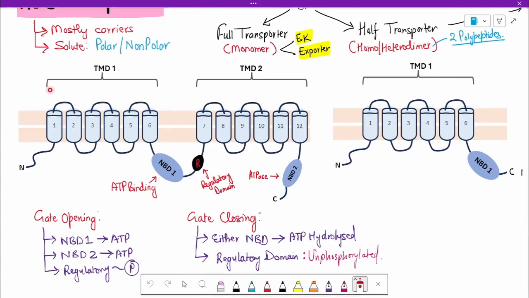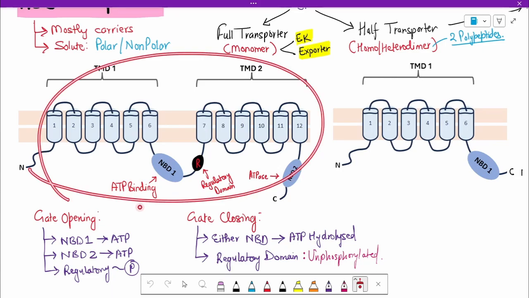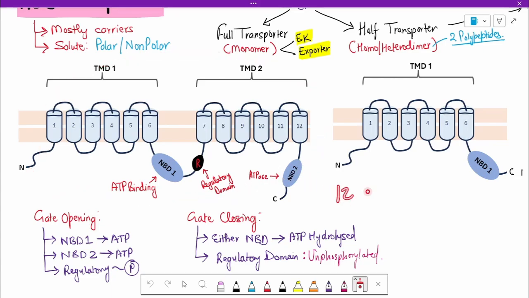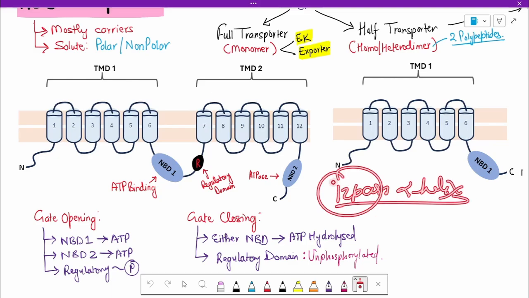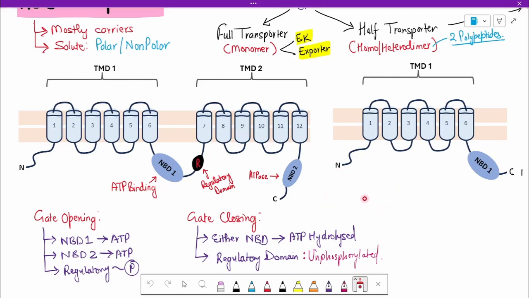We have two transmembrane domains. Each domain is a 6-pass transmembrane receptor. So in total we have a monomeric polypeptide of 12-pass alpha helix. It is a 12-pass alpha helix. Even pass means both N and C terminus have to be on the same side, and in this case both the N terminus as well as the C terminus are on the cytosolic phase.